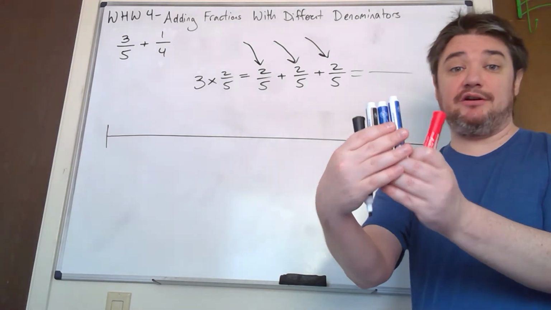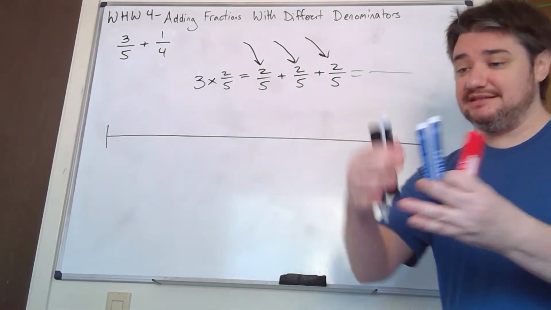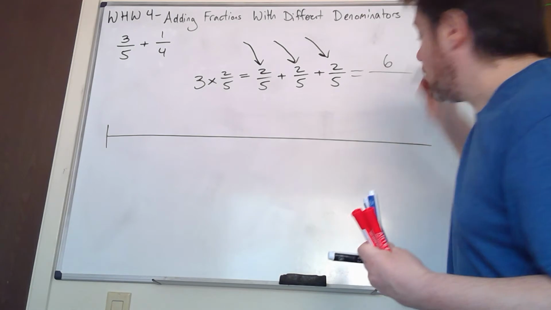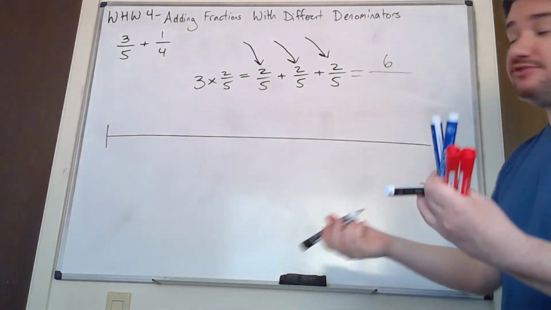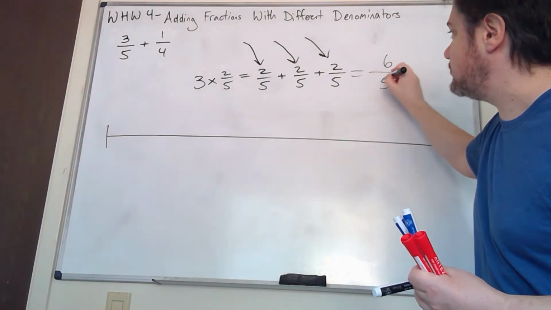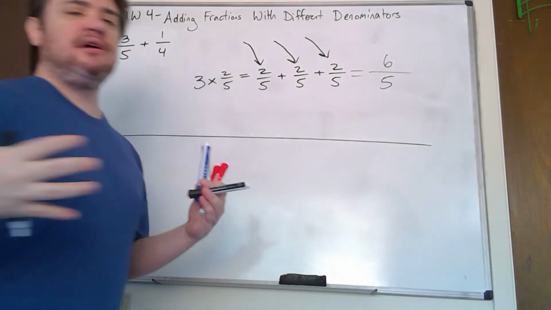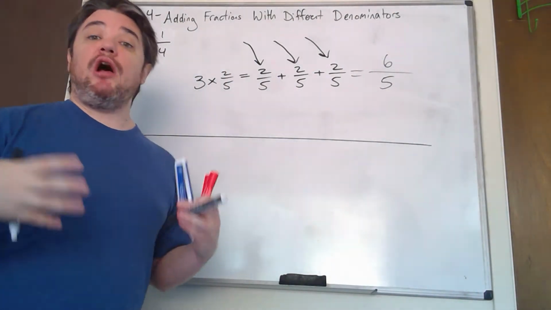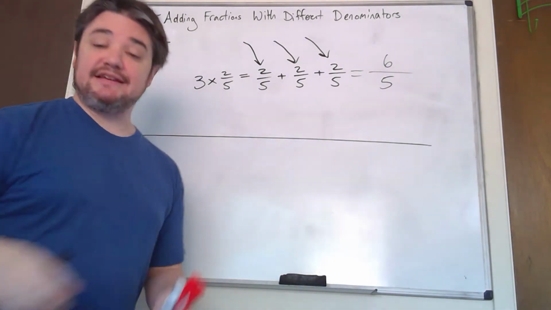So how many markers do I have here altogether? 2, 4, 6. So I've got 6 of them. What do I have 6 of? Fifths, right? I was calling them fifths. So in the denominator, that explains why once we have the common denominator, we can keep that because that's really describing what we're adding up or what we're collecting all together.